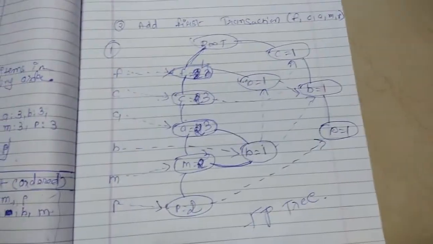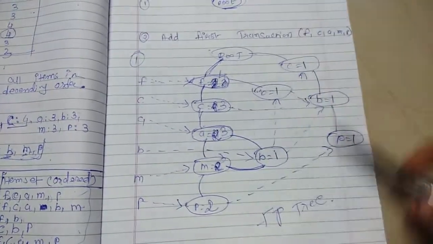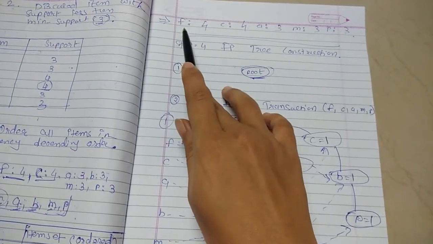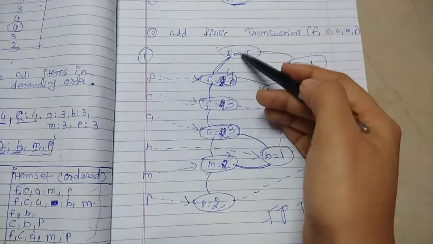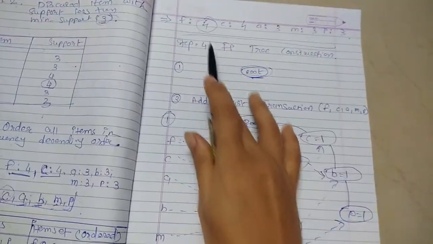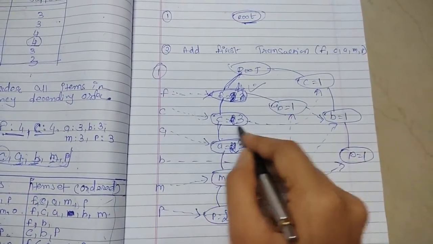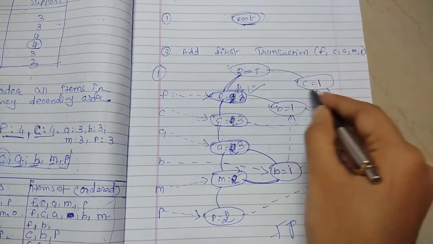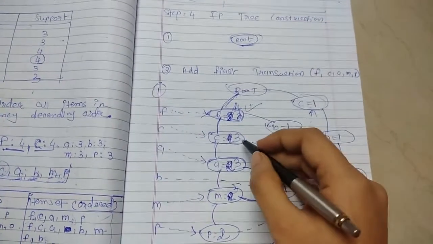Here we can see that we have to match this count with the already created count. The support of F is 4, repeated 4 times. So now we'll check the value of F is 4. Yes, so it is right. Next is C equals 4. So here the value of this node is 3 and this is also connected with this node. It becomes 1. So 3 plus 1 equals 4. So this is also right.